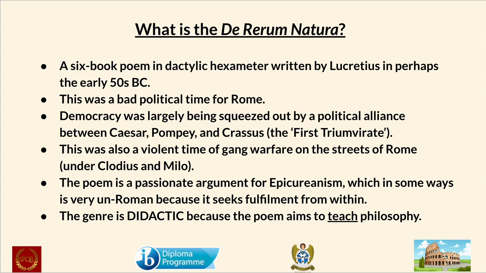So first of all, it's a 6-book poem. It is written in dactylic hexameter, so it's in the same meter as Virgil's Aeneid. It is written by this poet, Lucretius. We don't know exactly when he wrote it, but most scholars think early 50s BC.